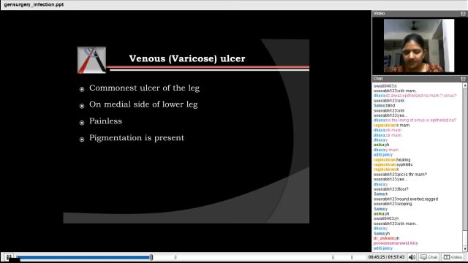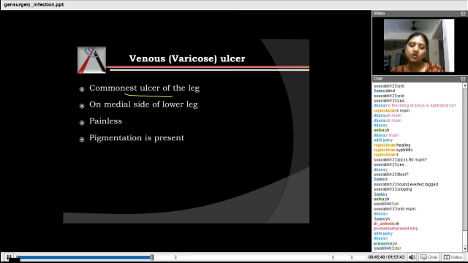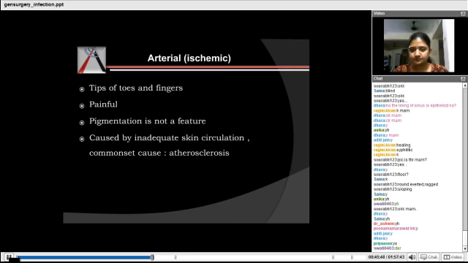Next we go to the different types of ulcers. Just check, this is there in your keynotes, right? I'm sure it's there, but keep checking, alright? We have the venous ulcer or the varicose ulcer, which is the commonest ulcer on the leg. It's seen on the medial side, and these are usually painless, but you will find pigmentation.